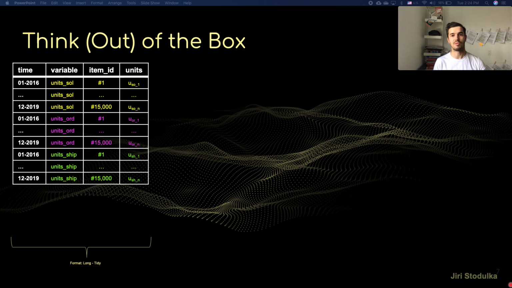Traditionally, time series data is stored in long format, as you can see on the left side of your screen, where time is an index and variables are stored in one column, item ID in the second one, and units in the next.